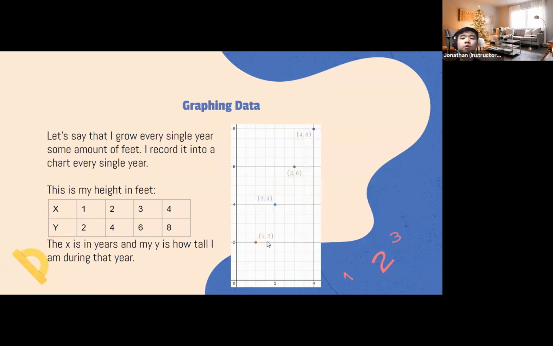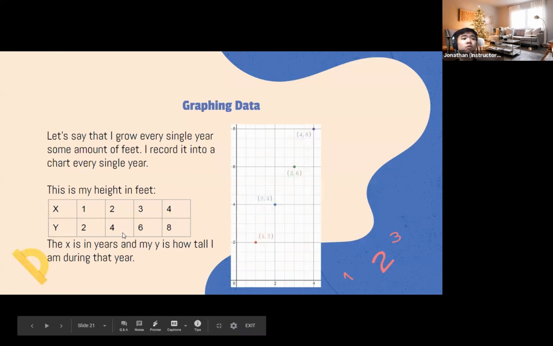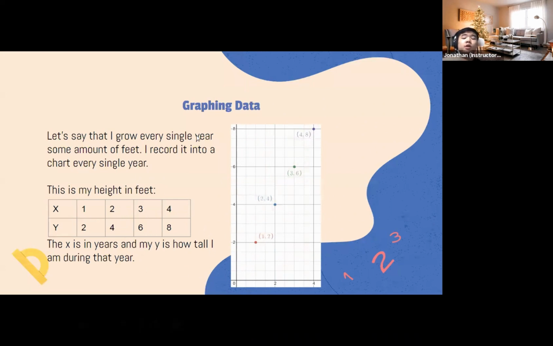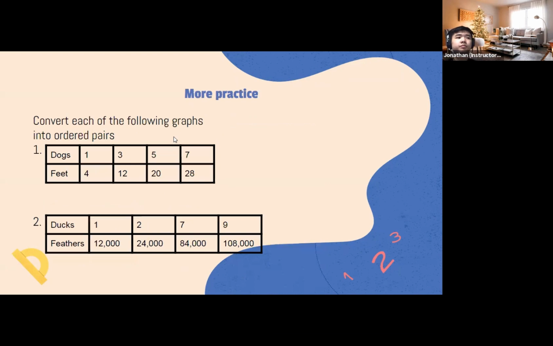So I can put it into a graph, right? I can just plot 1, 2, 2, 4, 3, 6, 4, 8. So it's pretty simple stuff. Like one function is going to be, the one input is going to be the X, the output is going to be the Y, basically.